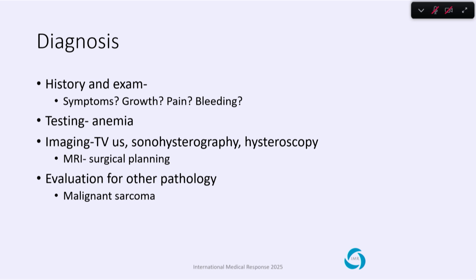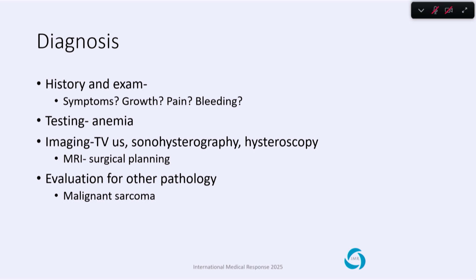And again, imaging. After your physical exam, transvaginal ultrasounds, sonohysterography, hysteroscopy are all different ways that we can diagnose not only uterine myomas, but also find out where they are specifically. And with MRIs, they come into play when we're talking about surgically planning removal of the fibroids.